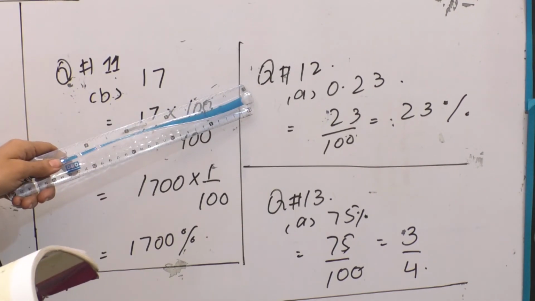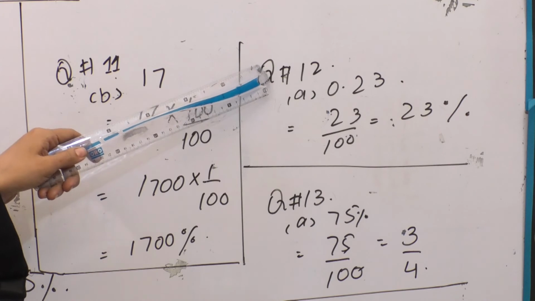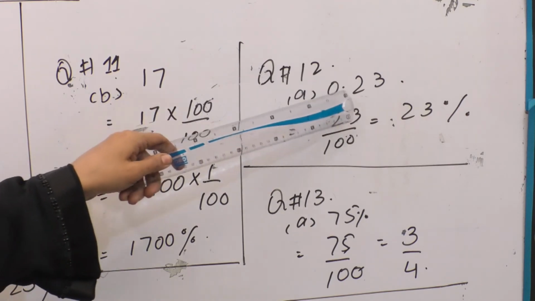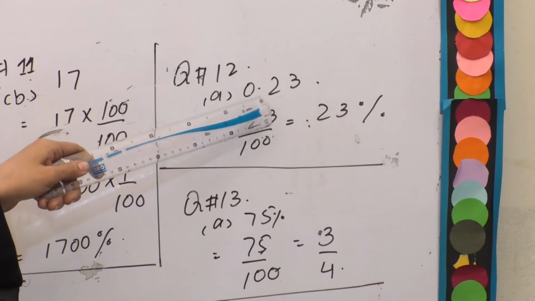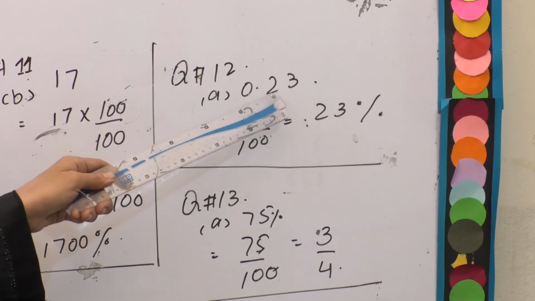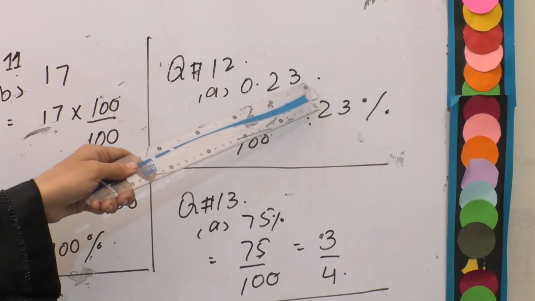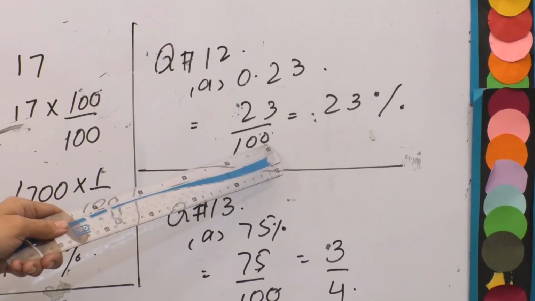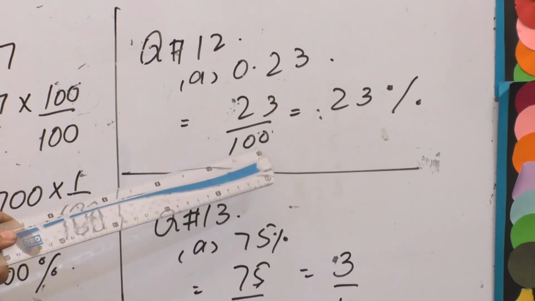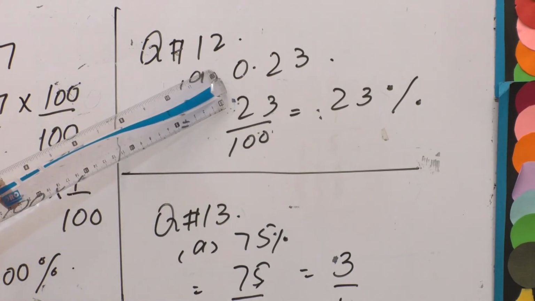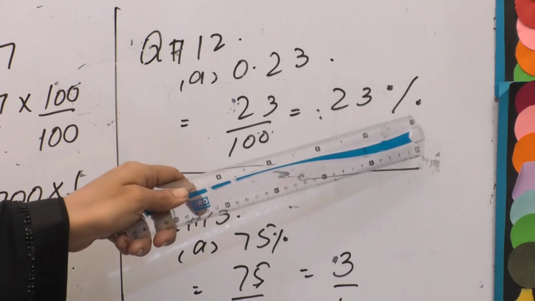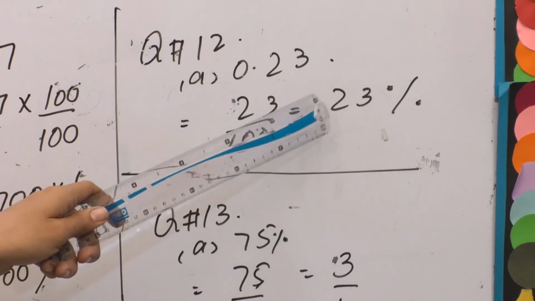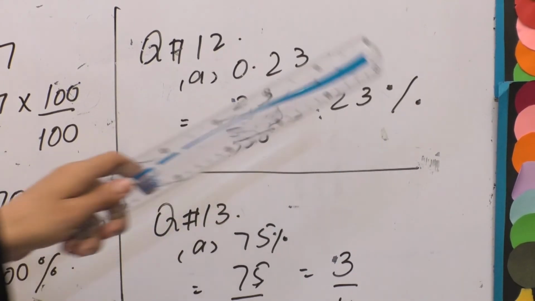Come to question number 12. Change these into percentages. Here we have a decimal. We will remove the decimal and replace it by 1. And after the decimal we have 2 digits, so we will replace the 2 digits by 2 zeros. So your form will be 23 divided by 100. This 100 can be replaced by the percentage sign. So we get the answer 23%.